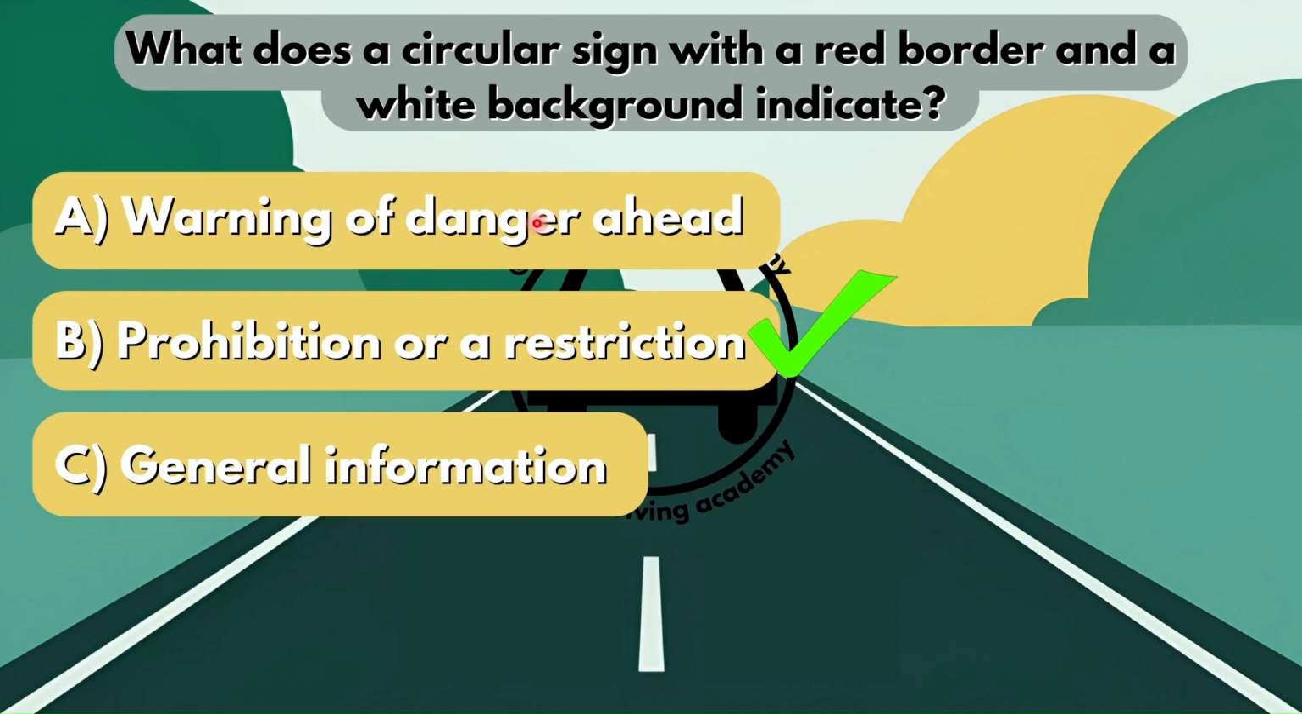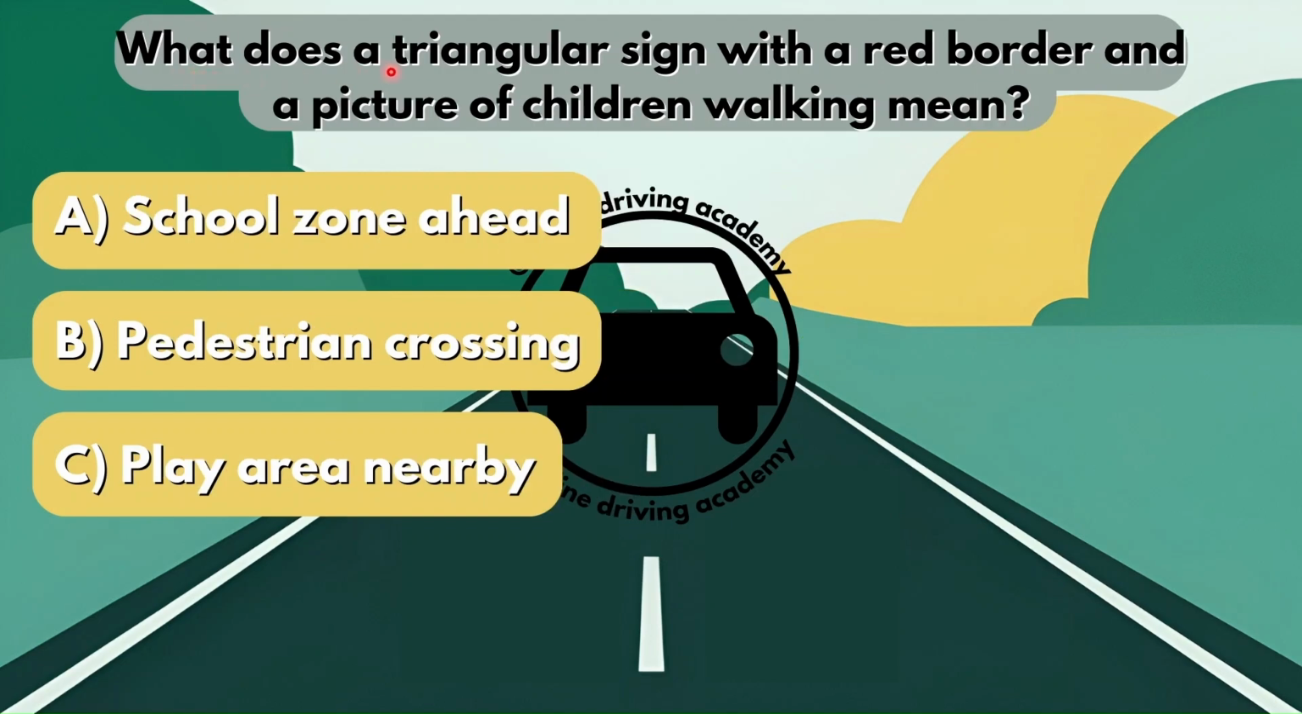a white background. What does a triangular sign with a red border and a picture of children walking mean? Is it option A, there is a school zone ahead? Is it option B, there is a pedestrian crossing? Or is it option C, there is a play area nearby? Now, if you do see the sign, it is actually indicating to you that there is a school zone ahead. And you're going to have to reduce your speed as there's a chance that there could be children running across the road.